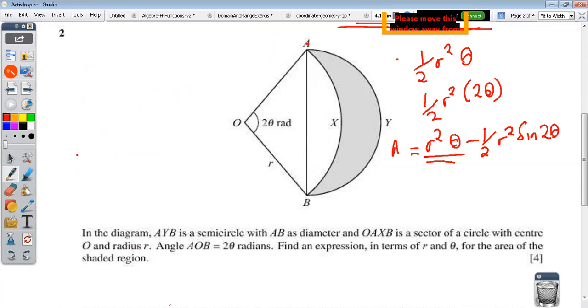We now need the area of the semicircle. Are we given the diameter? No, we are not given the diameter. So how do you find the diameter? We have to find AB first, for us to say half pi r squared. You've forgotten. This is r, and I want to find AB. I'm given two sides and an angle between. How do I find the diameter?